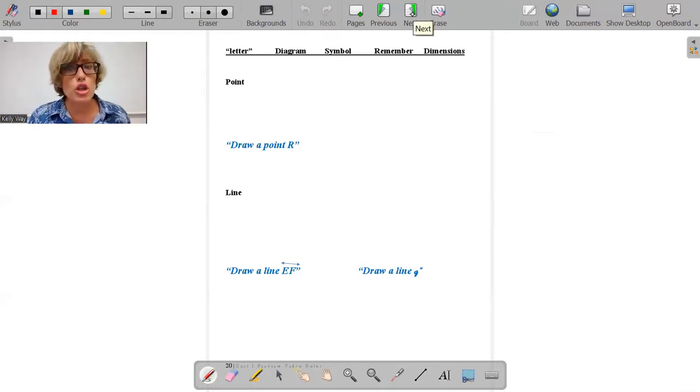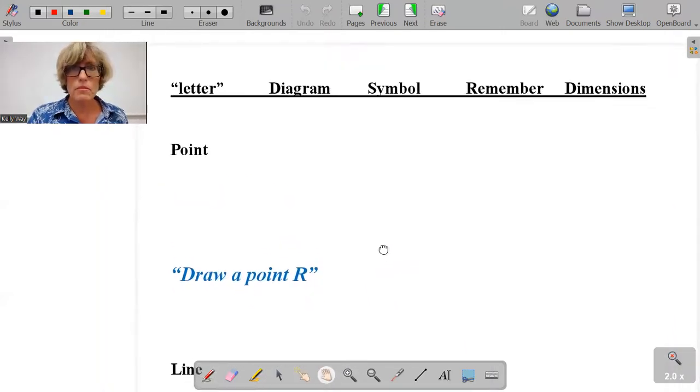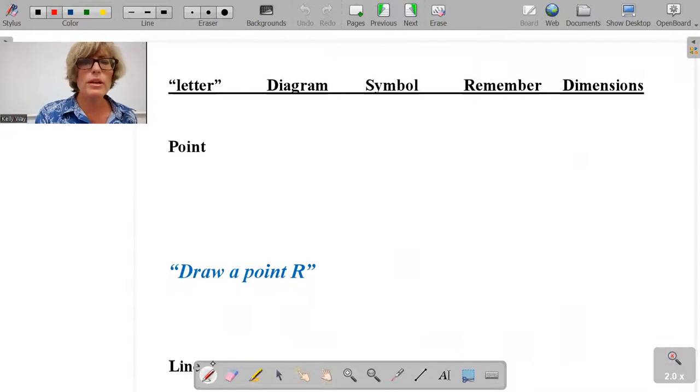Here are your geometry letters. Point. A point is a point. Ta-da! Congratulations. You've drawn a point. You may call it a dot. Okay, like, something .com, but it's not a decimal point. It's just a point. It's a marker in a positional space.